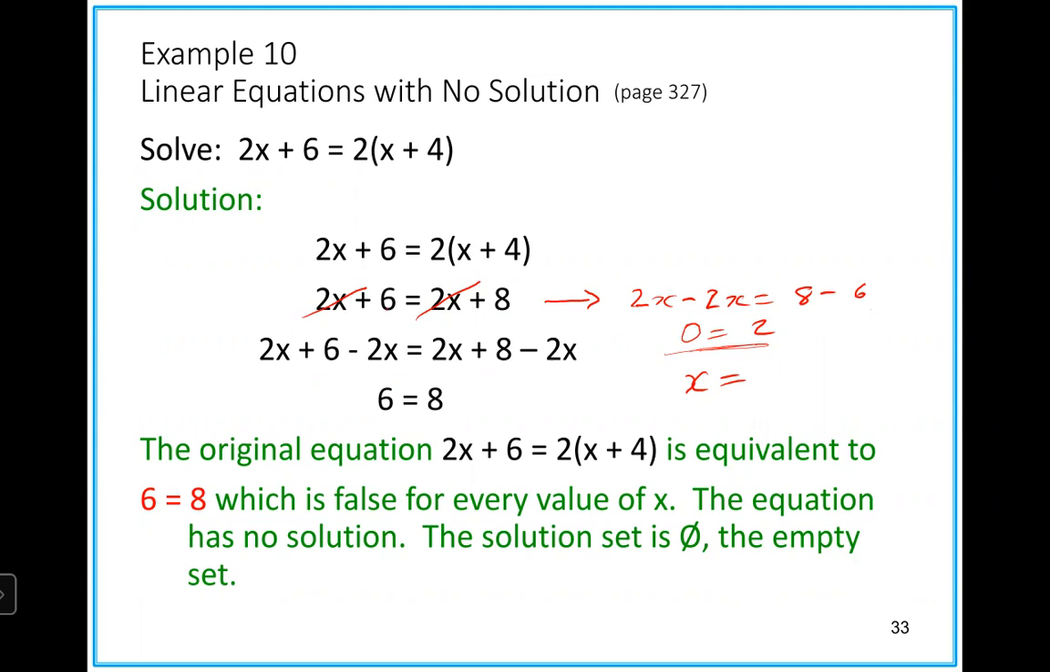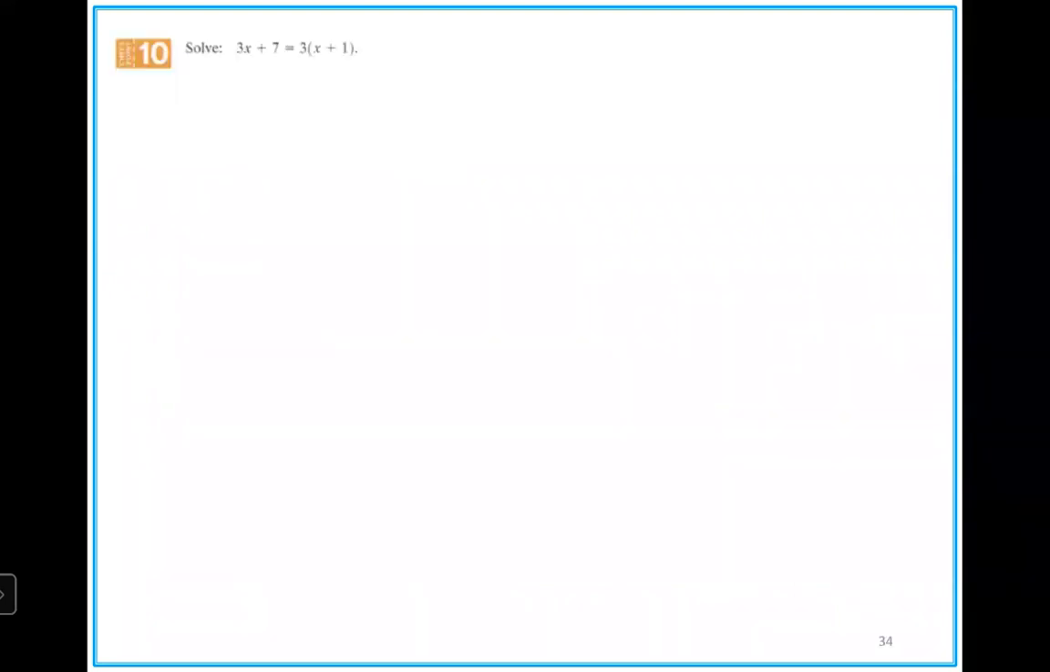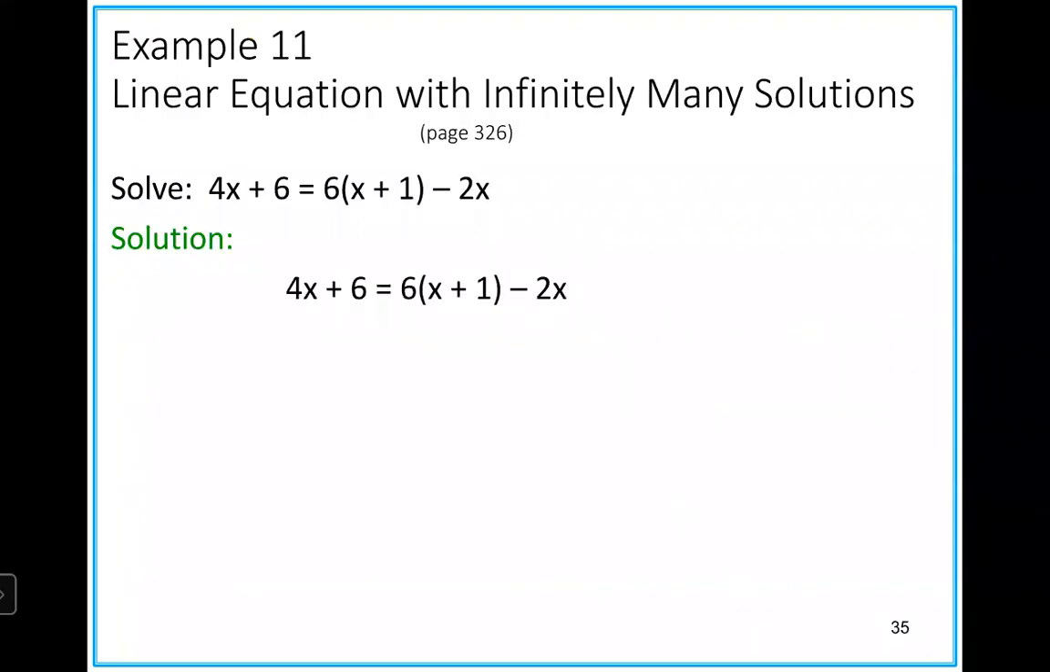So anytime you end up with those kind of false statements, then it says the equation has no solution. The solution set is the empty set for equations like this. Now, you're not going to get too many of these, but in case you do get it, then you will know that that's what the situation is. Then we also have situations where the equation has an infinite number of solutions.